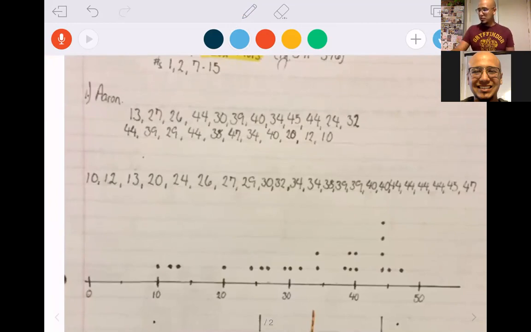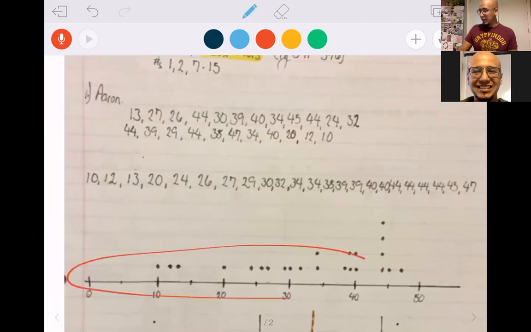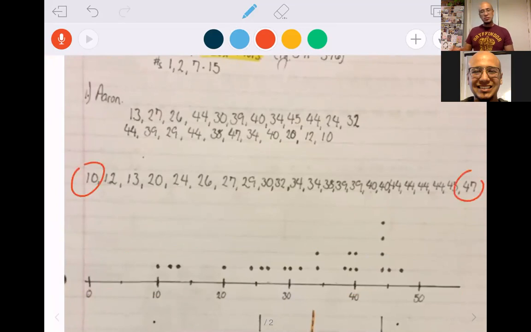The first thing that I do is I made a number line, and just make sure that your number line fits all the values. So right here, I can see that my numbers go from 10 to 47, so that is my range. And so I just made it from 0 to 50 so that they would all fit in there. All right, and then I plotted all the numbers. So I saw a 10, so I put a 10, 12, 12, 13, 13, and so on and so forth. And so now I have my dot plot.